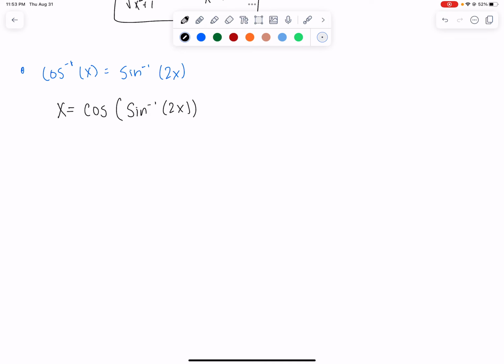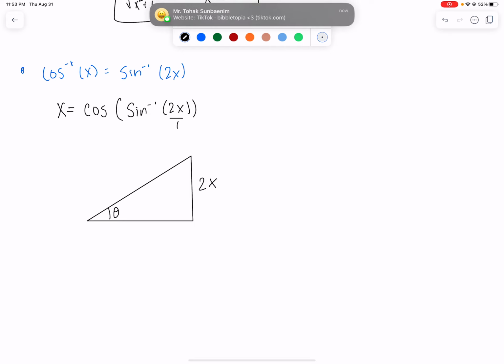And what I'm going to do now is draw my triangle for sine. So I know that sine is going to be opposite over hypotenuse. So I have opposite, which is 2x, and then my hypotenuse being 1.